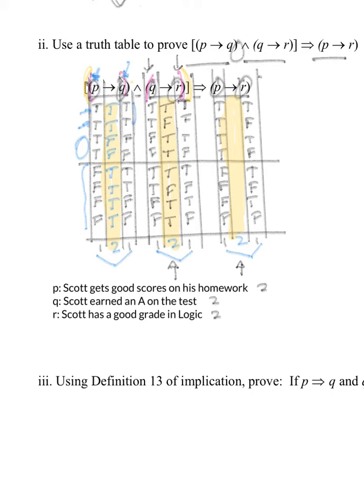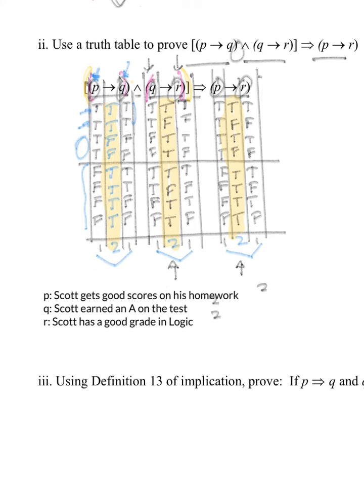Okay, so now we're going to go over to the third one. Again, a conditional statement is false if and only if the antecedent is true and the consequent is false. So again, we look here: true, false, true, false, true, true, true, true. At this point, with so many trues and falses up here, it can get a little confusing.